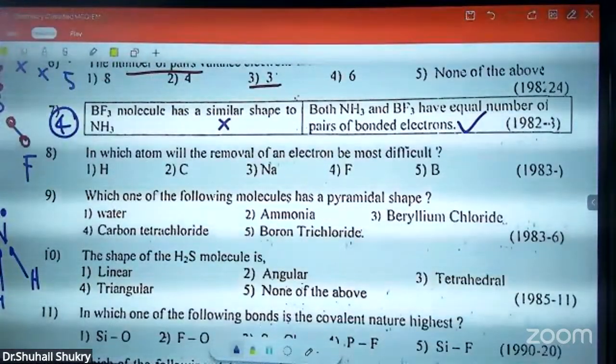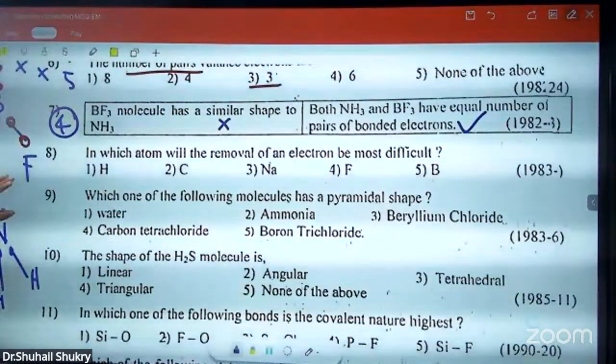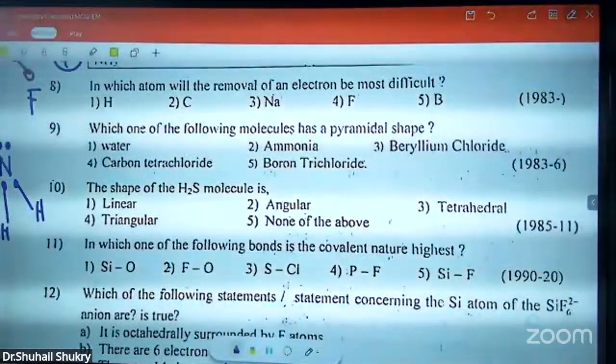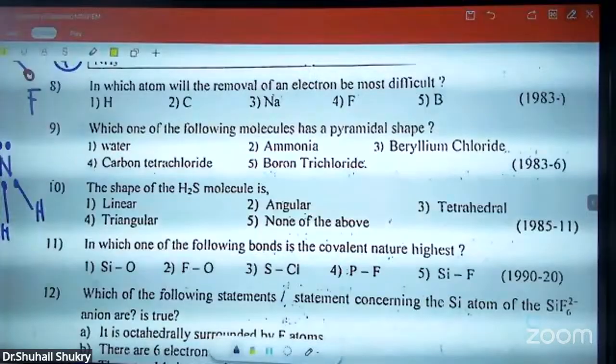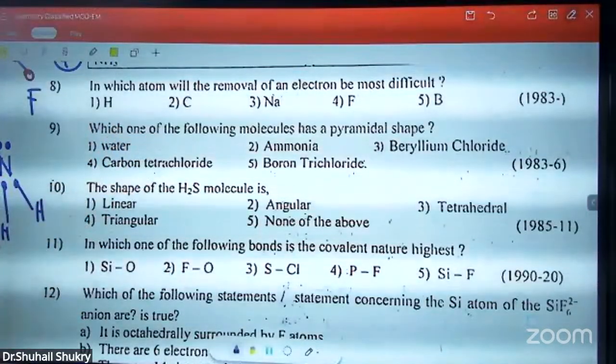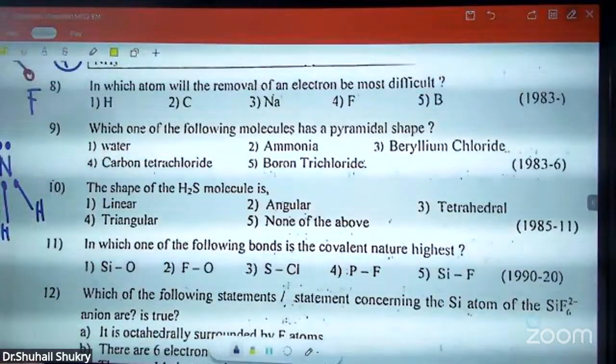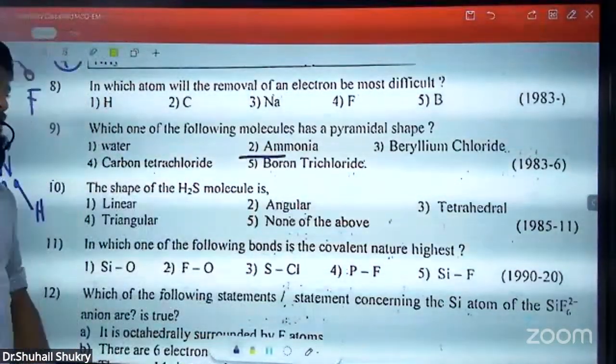In which atom will the removal of an electron be most difficult? We will discuss later. Which one of the following molecules has a pyramidal shape? The answer we already have. What is the answer? Already we got NH3, ammonia. See, they always ask the same type of question.